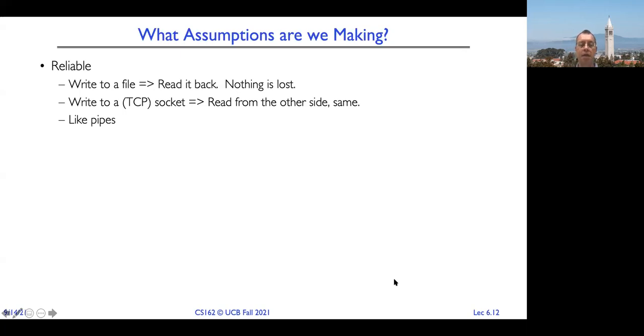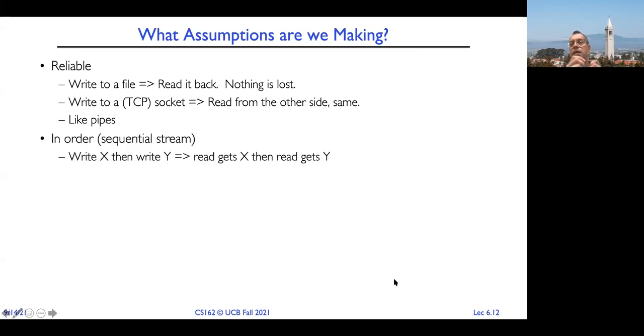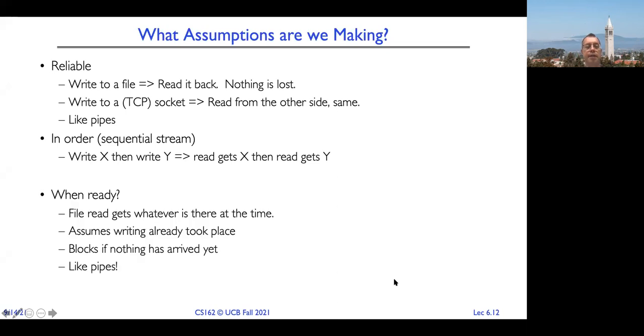The other thing you have is that, again, remember, this is the abstraction. It's a stream. The data abstraction is a stream. So this means that the order in which you send the data is the order in which the receiver gets the data. Okay. If you write X and write Y, then the receiver reads first X and then gets Y, right? Okay.